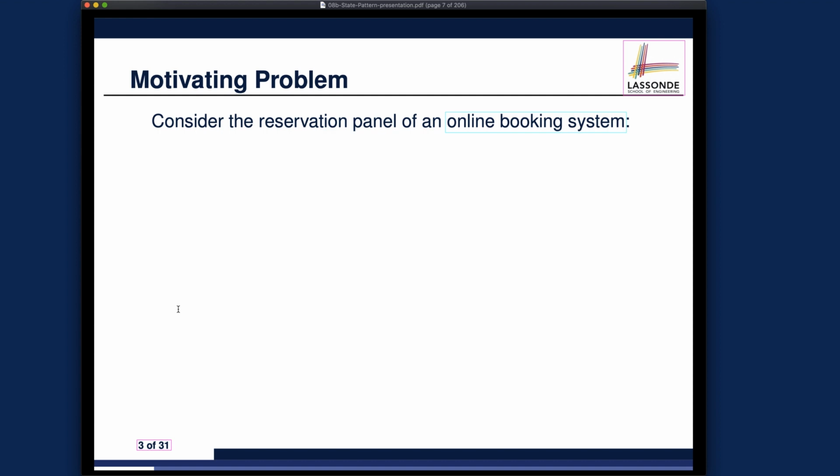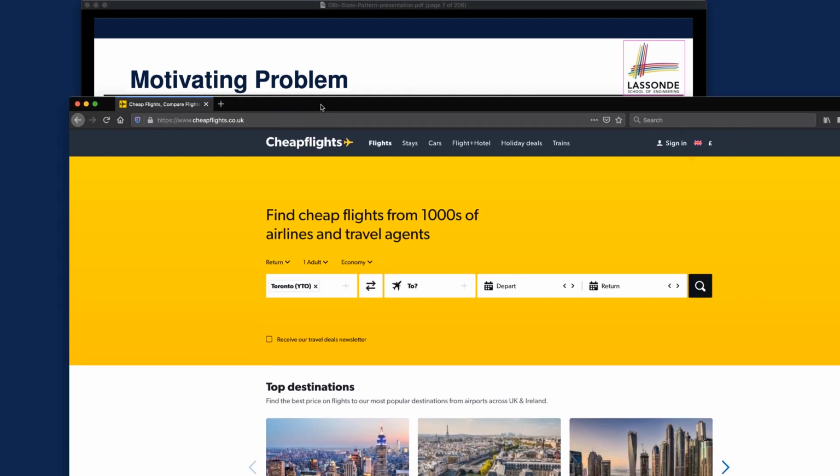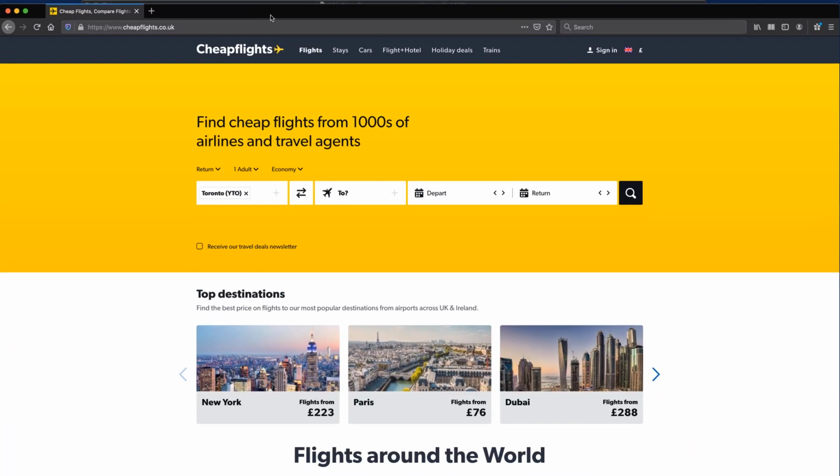So let's consider the reservation panel of an online booking system. If you click on the link, you will be redirected to this particular website over here, which is basically just a reservation website for flight tickets. So take a look. This is kind of like an initial state of your interactive system.